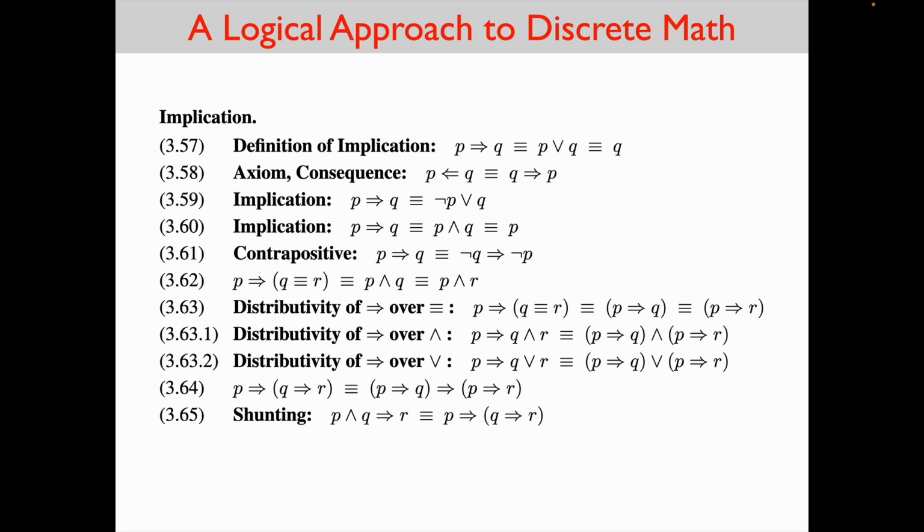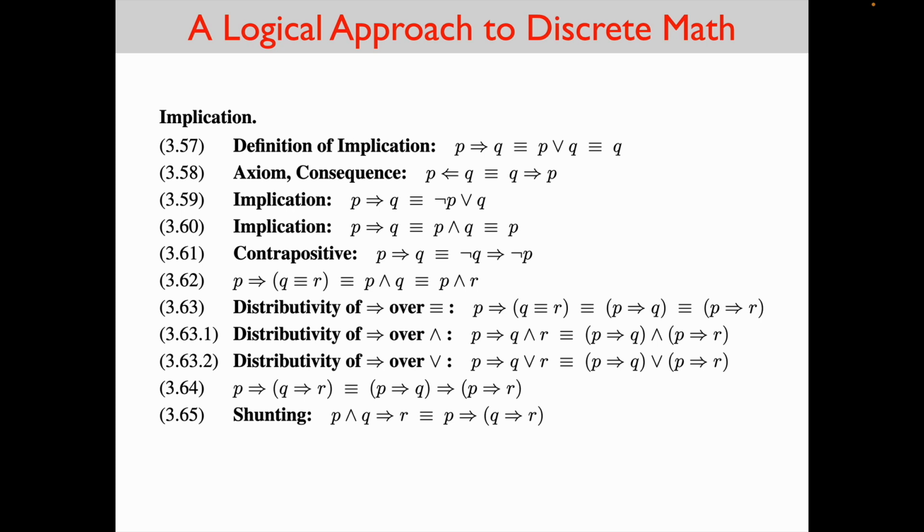And now we have a couple of theorems. 3.59, implication. P implies Q equivales not P or Q. And 3.60, which has kind of the same shape as 3.57, P implies Q equivales P and Q equivales P. So 3.59, 3.60, and 3.61 are theorems that we can prove.